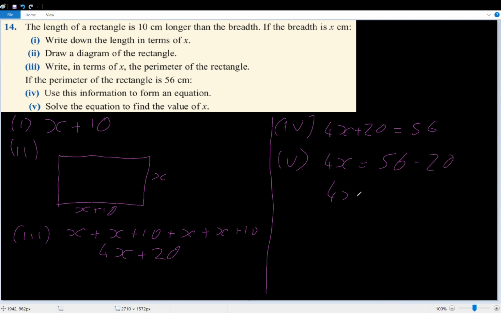That means that 4x is equal to 36, which means x is equal to 36 divided by 4, so x is equal to 9, which in this case would mean that the breadth of this particular rectangle is 9 centimeters and the length is 19.